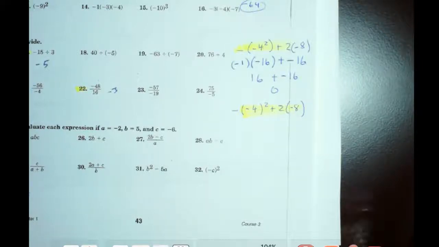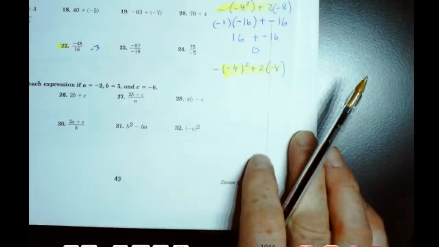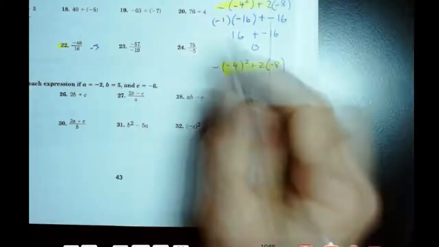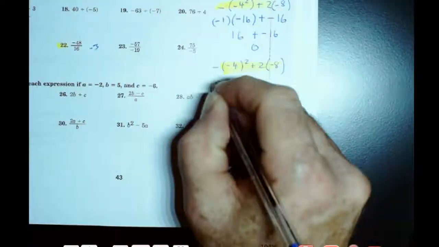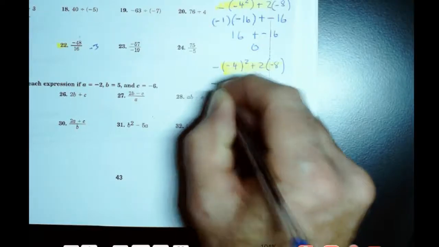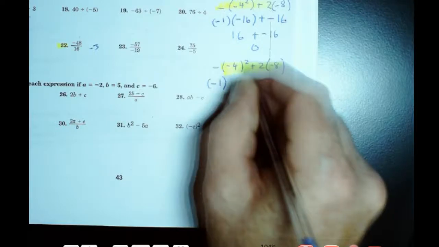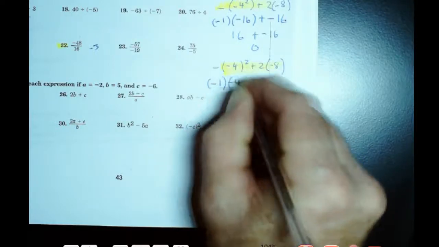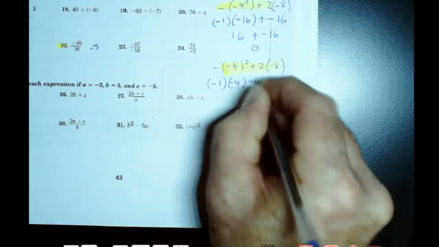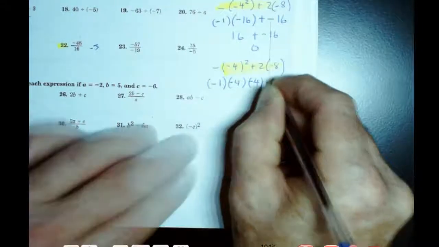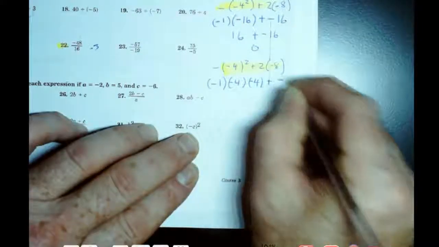All right, let's do this problem here. Notice that the exponent is outside. We should get a different answer. So this negative out here is like a negative 1. And now I've got negative 4, and the whole thing is squared. So this is really negative 4 times a negative 4. And this is still plus a negative 16.